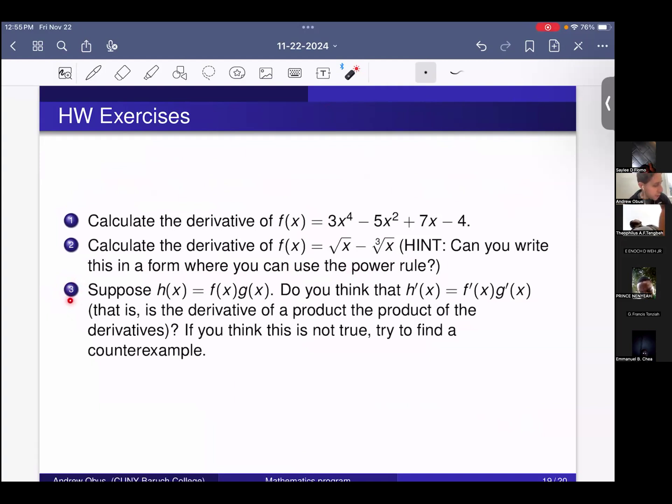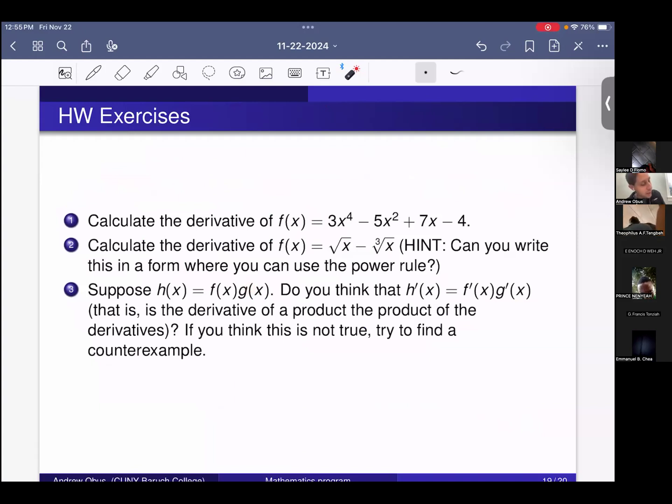So this is a thinking question, which maybe some of you already know the answer to, but let's not give it away. So the question is, suppose that we have a function that's a product of two functions. We've already seen the sum rule and the difference rule. If h of x is f of x plus g of x, then h prime of x is just f prime of x plus g prime of x.